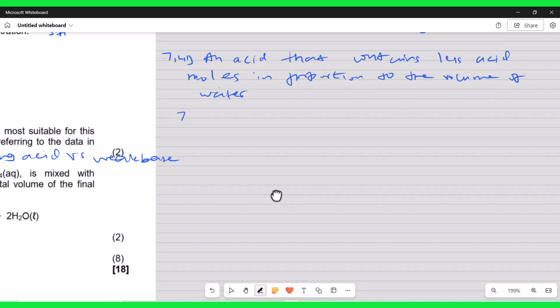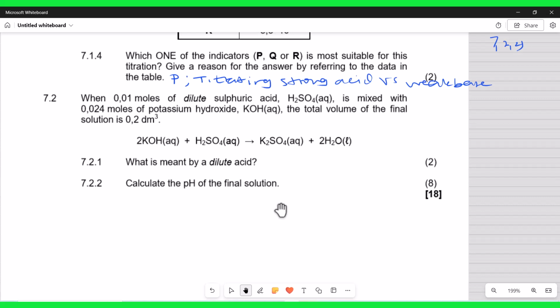Next question, 7.2.2. What must we do? They say calculate the pH of the final solution. Now here we have our equation: 2 potassium hydroxide plus 1 mole of sulfuric acid gives us this salt plus water. What's our mole ratio here? It is 2:1. So they give us the moles of sulfuric acid and also the moles of potassium hydroxide.